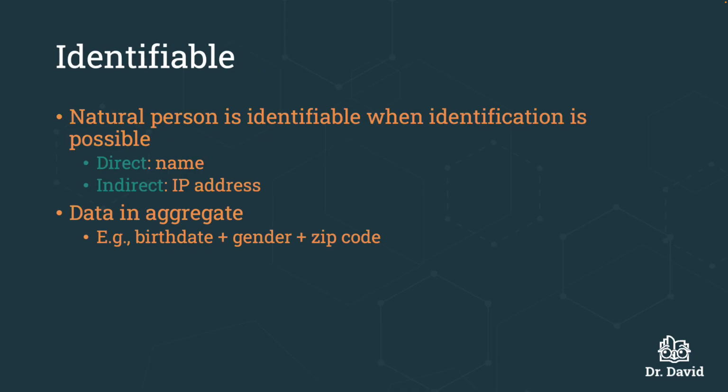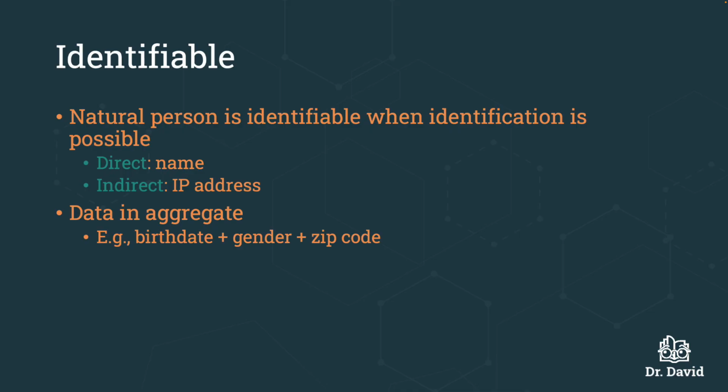So what does identifiable mean? Well, a natural person is identifiable when identification is possible. Now, we have 2 different types of identifiers. We have a direct identifier, such as our name. Our name directly identifies us. And we have indirect identifiers. This could be something like an IP or Internet Protocol address. Now, we're going to talk about IP addresses toward the end of the course, but in short, an IP address identifies your device on a network.